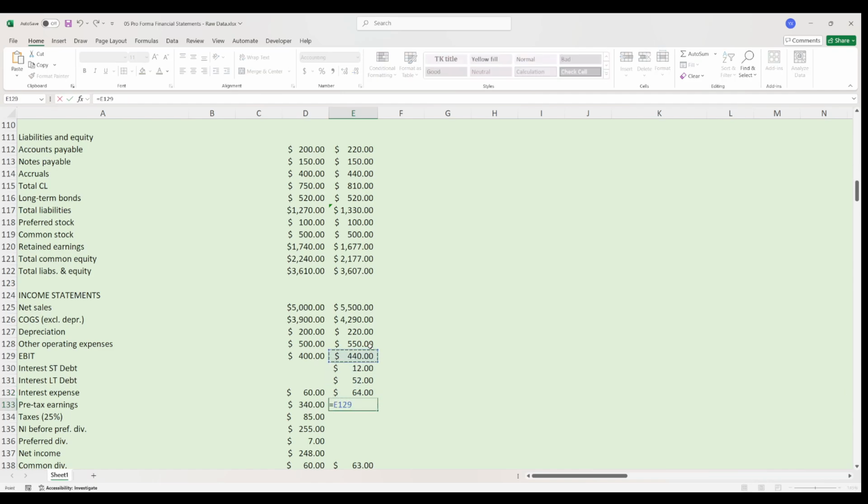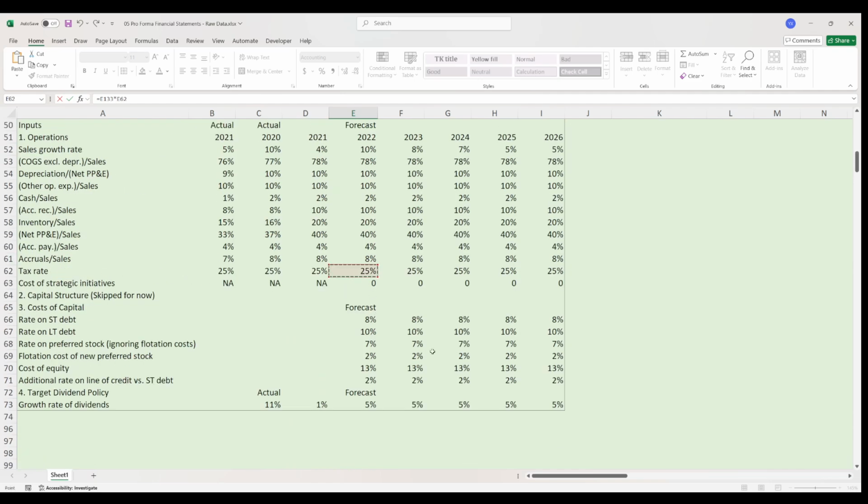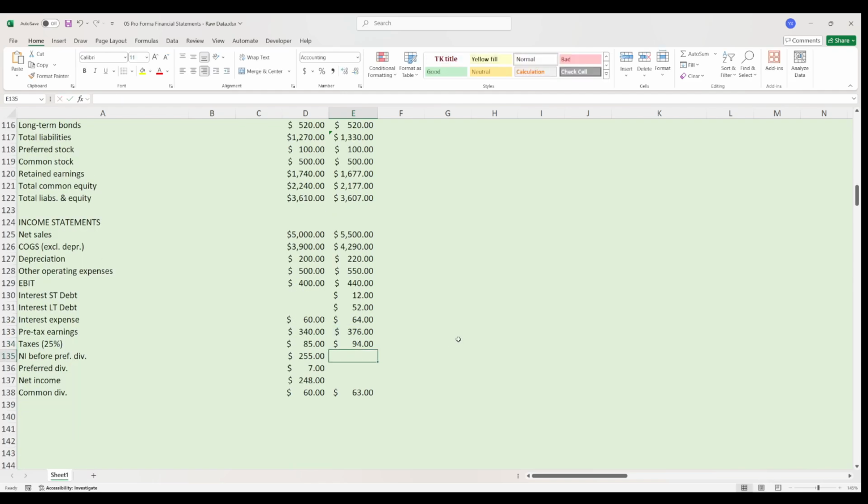And then the earnings before tax is going to be EBIT minus interest expense. And then the tax is going to be pre-tax earnings multiplied with the tax rate, which is 25%. And then net income before preferred dividends is going to be this minus this.